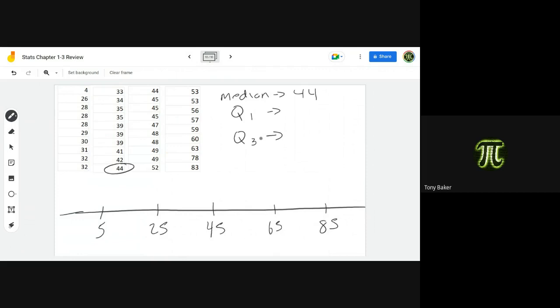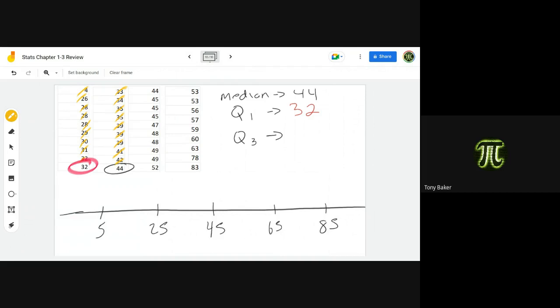All right, now Q1 and Q3, we're looking at each side. So if we look for the Q1, we're just going to do the same thing on this side. So Q1 is 32. To find Q1, it's just another middle. It's the middle of the lower half.